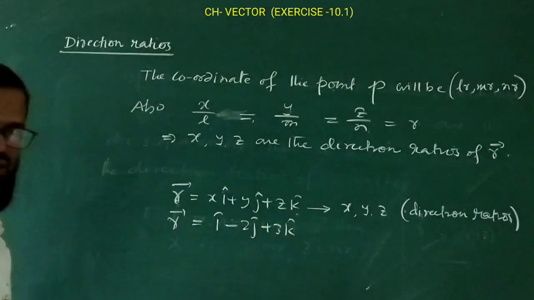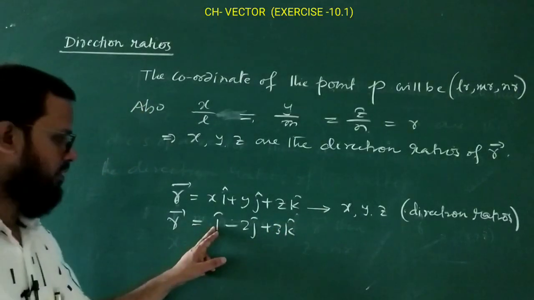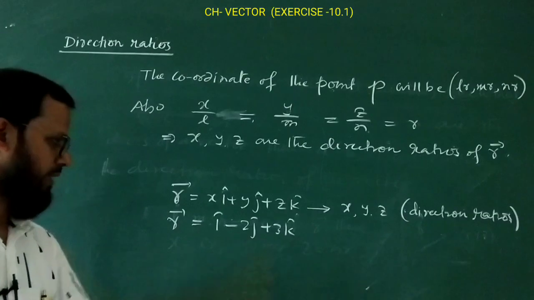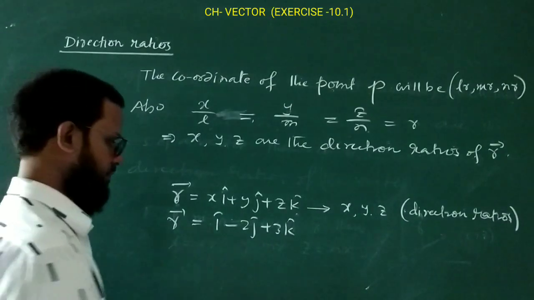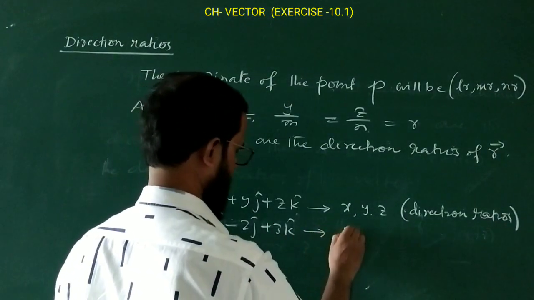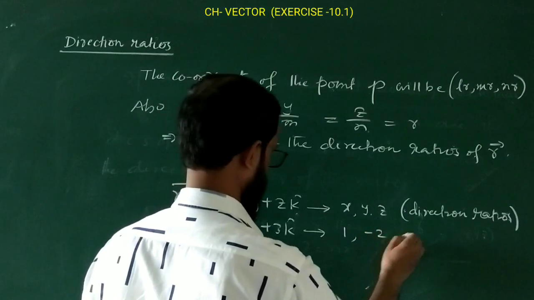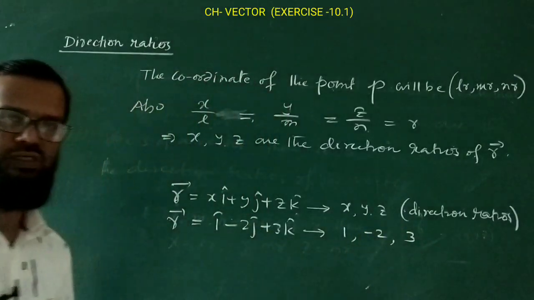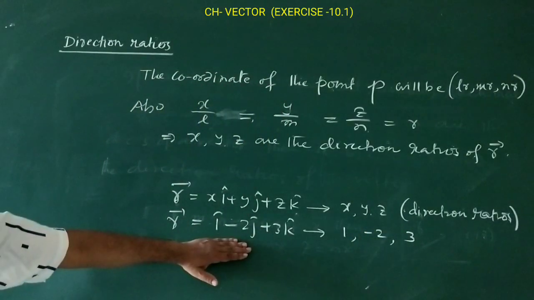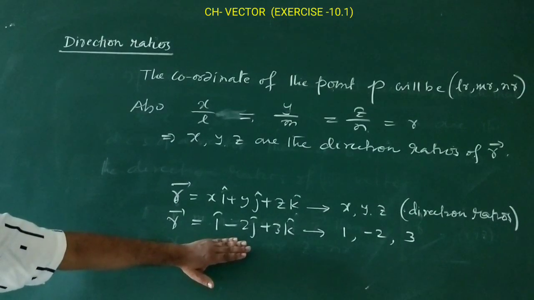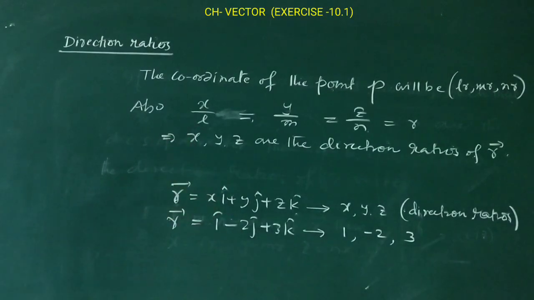Suppose this is the vector, okay. It is representing a point 1, minus 2, 3. So the direction ratios of this vector will be 1, -2, 3. These are the direction ratios. But you cannot find the direction cosine directly. We can apply the formula and get the result, okay.